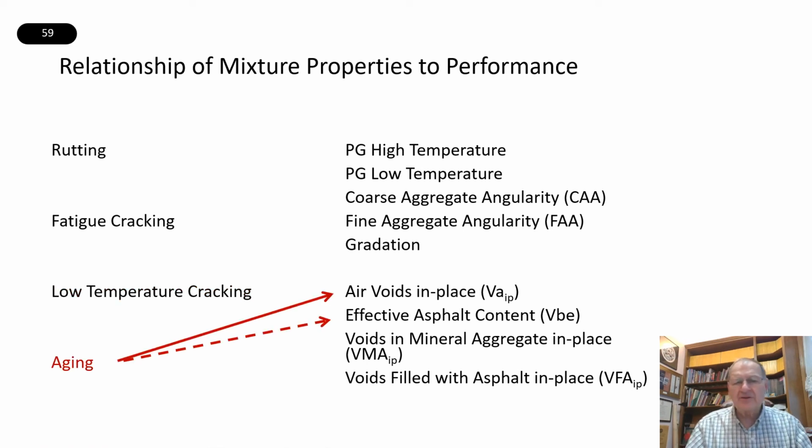Now, we showed some pictures of aging earlier on. The number one thing that affects aging is the in-place air voids. If air can get into the pavement, it can age the asphalt binder. How does the air get into the pavement? Say we have high in-place air voids, and in the morning the sun comes up and the pavement starts to get hot. Air that's in the pavement expands, and some of that air gets pushed out into the atmosphere.